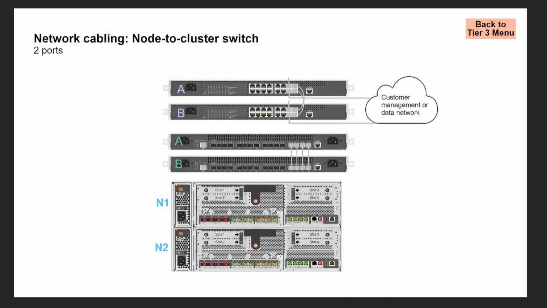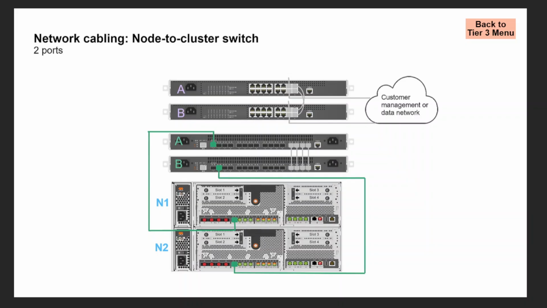Next, cable the cluster interconnect connections. Ports E0A through E0D are 10 gigabit ports on the FAS8060 system. Connect port E0A on Node 1 to port 1 of cluster interconnect switch A. Connect Node 2 to port 2 of cluster switch B.